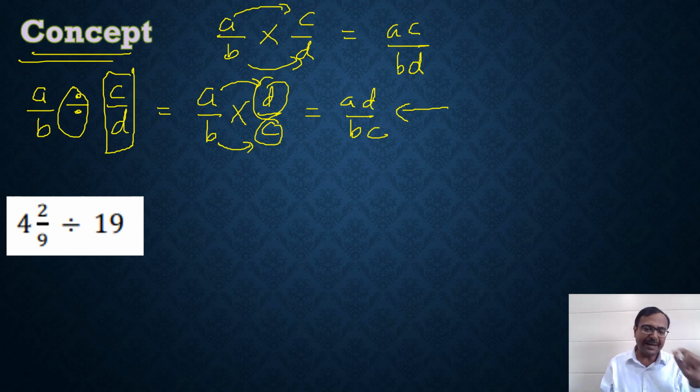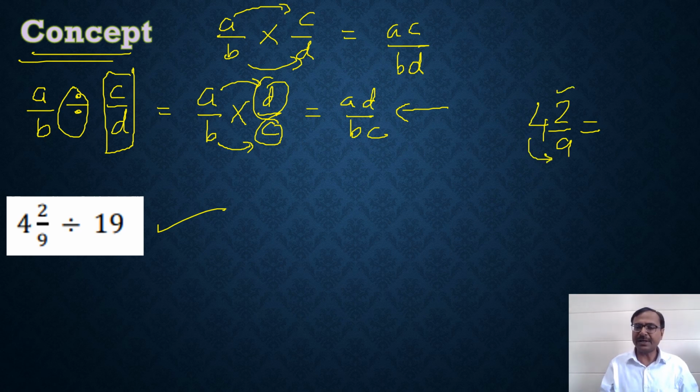Now let's try it on mixed numbers, whole numbers, whatever possible type of numbers. So you can see here the question is 4 2/9 divided by 19. Now 4 2/9, we all know how to convert a mixed number into an improper fraction. 4 times 9 is 36, plus 2 is 38. So 38 upon 9 is the improper fraction. So actually the question is 38 upon 9 divided by 19.